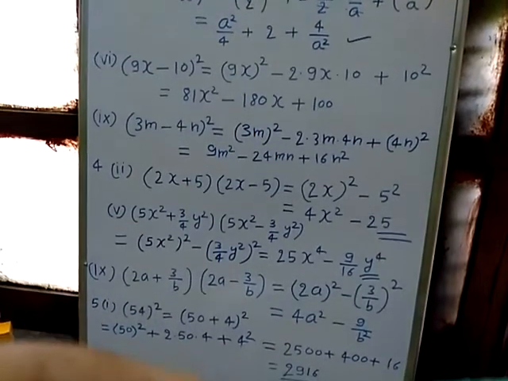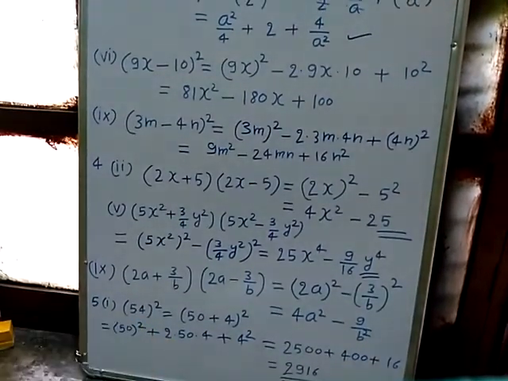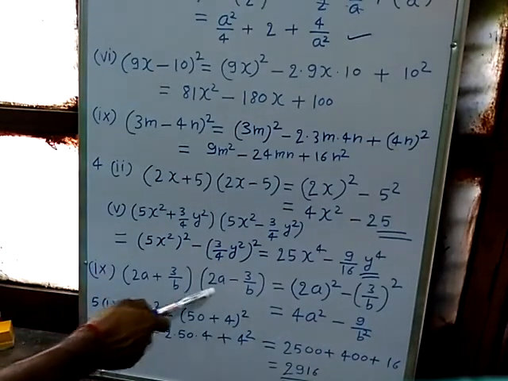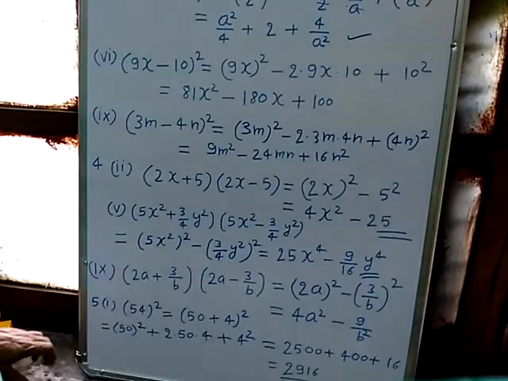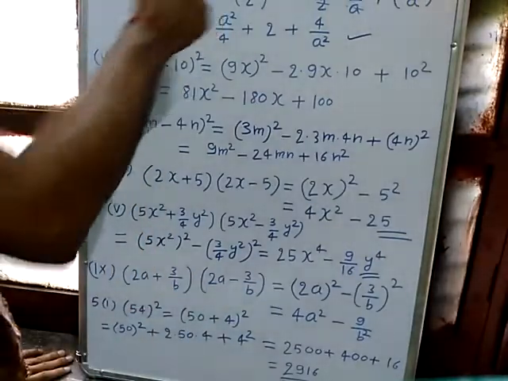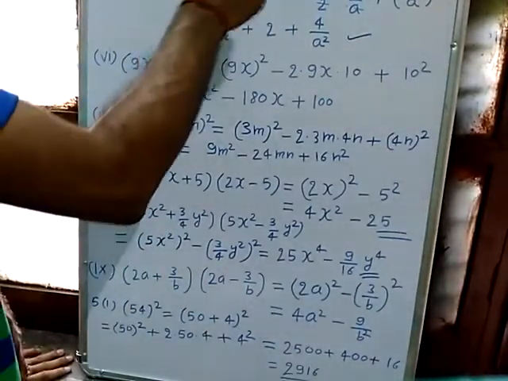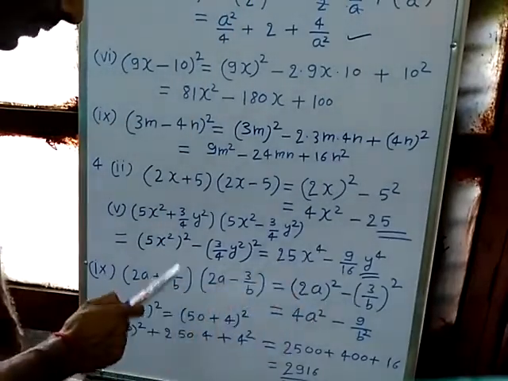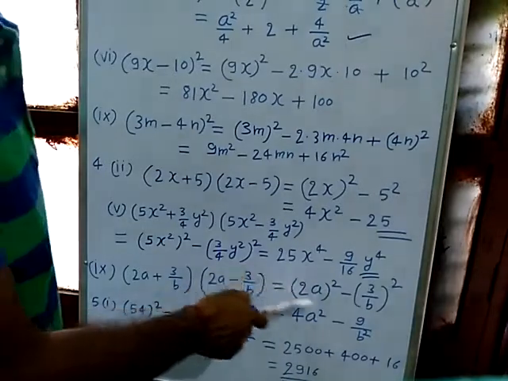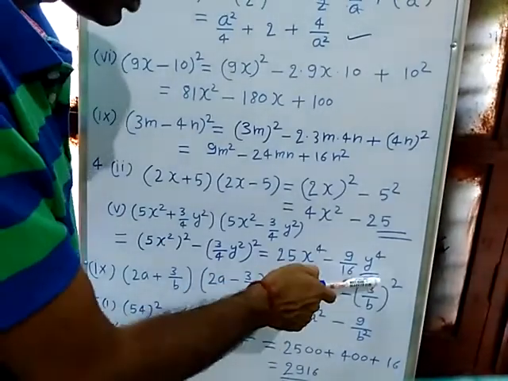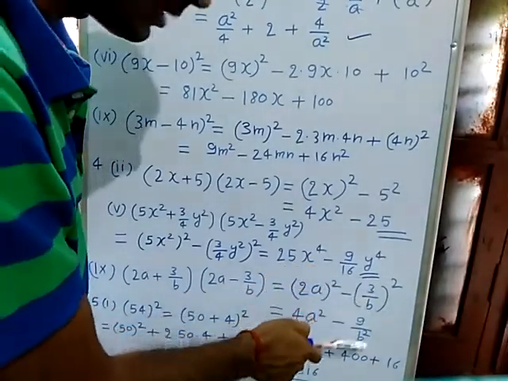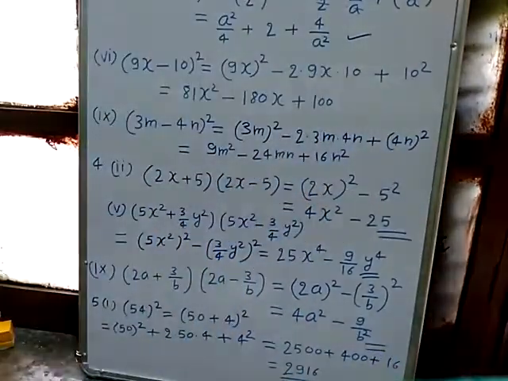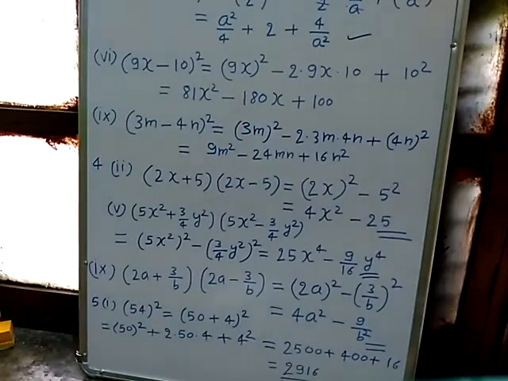Here, ninth part of question 4. It is given, find the product of 2a plus 3 upon b with 2a minus 3 upon b. So again, the third identity is applied. What is the third identity? a square minus b square. What is a? 2a. So 2a the whole square, 4a square, minus 3 upon b the whole square, that is 9 upon b square. So this is the answer of ninth part of question number 4.